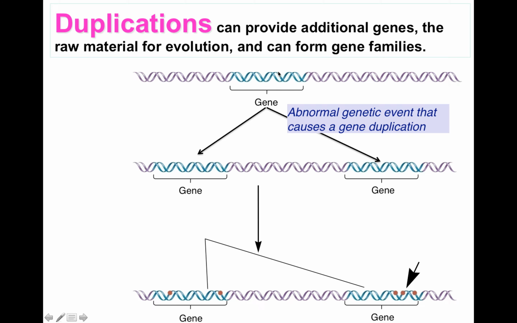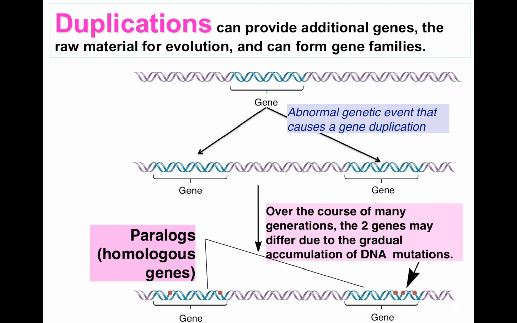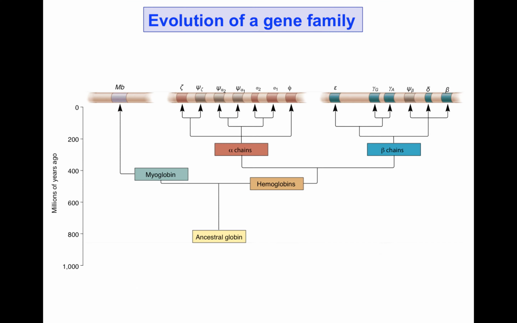So if you have one gene and it gets duplicated, as long as one of the two genes continues to carry out the function of the original gene, the other gene is free to accumulate mutations and perhaps provide additional functionality. Over the course of many generations, the two genes may differ due to the gradual accumulation of DNA mutations. They're called paralogs or homologous genes.